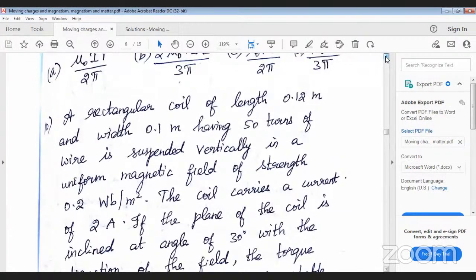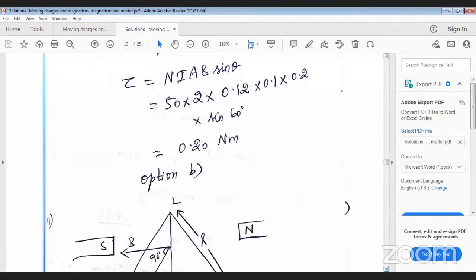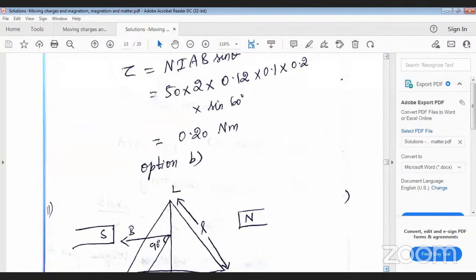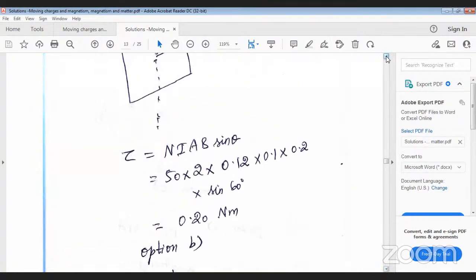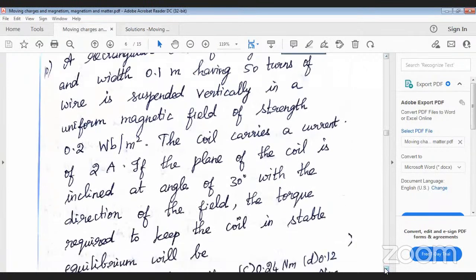So that is 50 into current, current is 2 ampere. A means area, and area will be length into width, so 0.12 into width 0.1. The magnetic field is 0.2, that is put here, and you have sin 60 degree as well. After substituting these things, the torque is 0.20 Newton meter. So this is the torque required to keep it in stable equilibrium. That is option B.